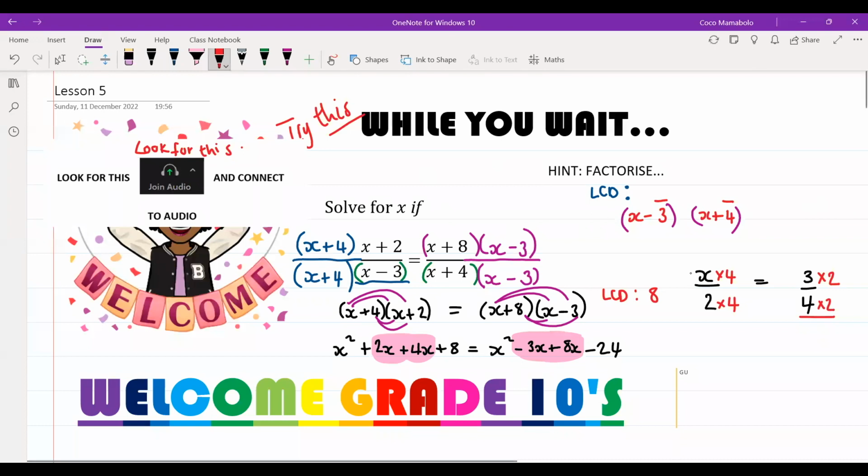Good. So now the top, I've got 4 times x. That's going to give me 4x over 2 times 4 will give me 8. So it's going to be 3 times 2, which is 6 over 8. Now, because they're both over 8, it doesn't matter what my denominator is.